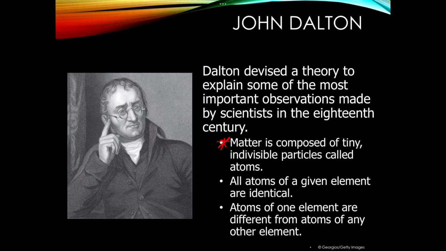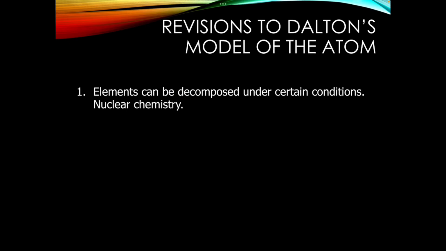Right? So if you have a gold ring, all of those atoms of gold in your gold ring are going to be identical. And he said that the atoms of gold are going to be different from atoms of helium, which makes sense. There's no helium in your gold ring, because that's made up of gold atoms versus helium atoms and so on. So he said all gold atoms are the same, but gold atoms are different from helium atoms. And a lot of what John Dalton said was true.